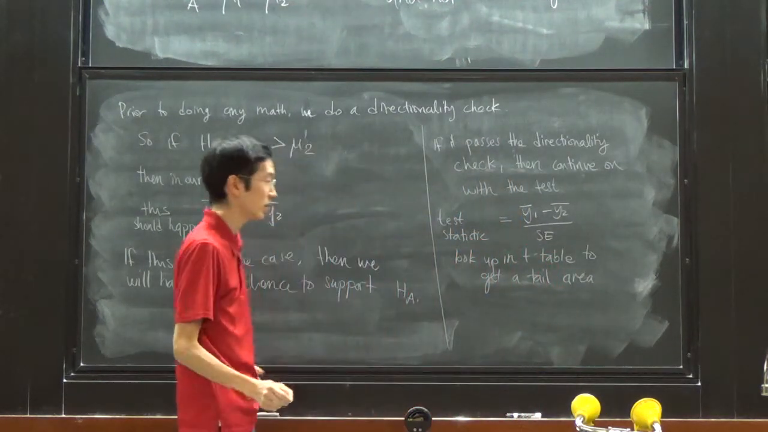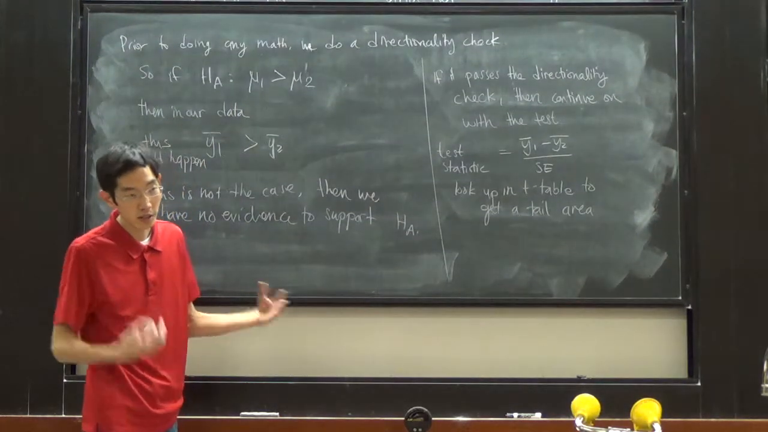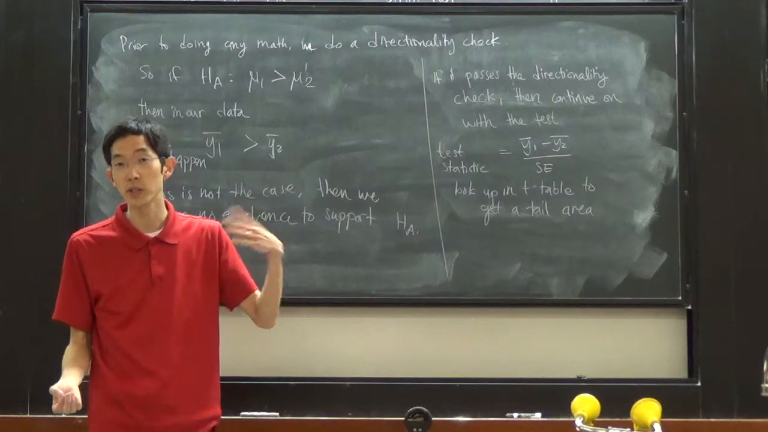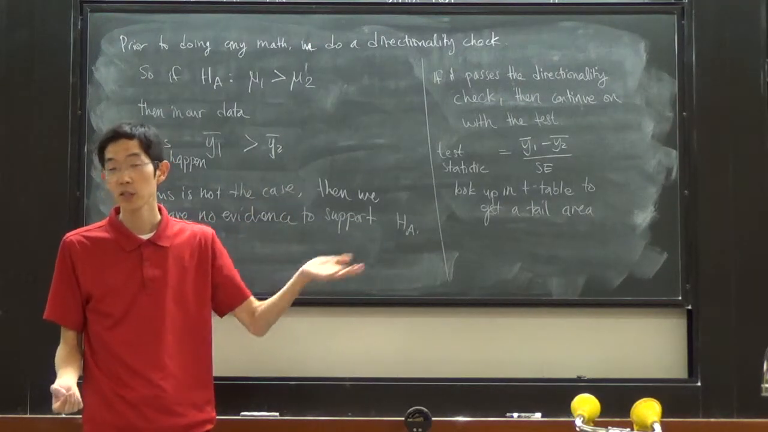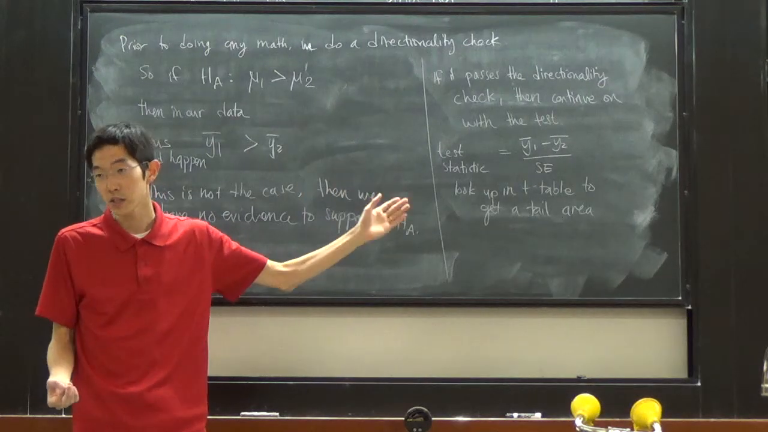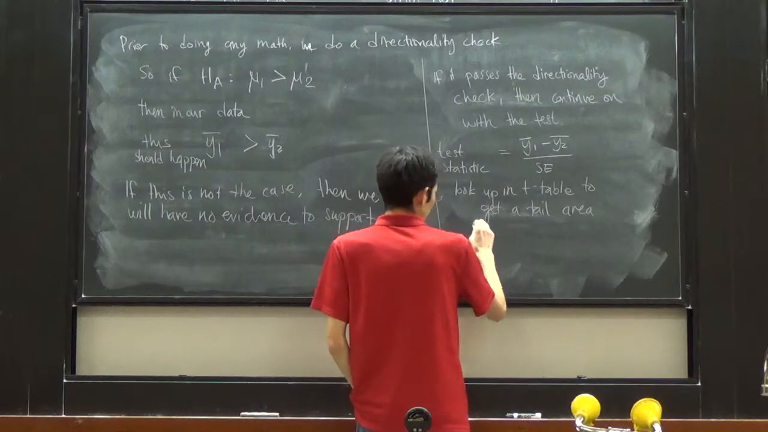And then you do not double the tail area. Your tail area is now your p-value. Okay, so in the non-directional test, we doubled the tail area to get our p-value. If it's non-directional, you just leave the tail area as is, and that is your p-value.